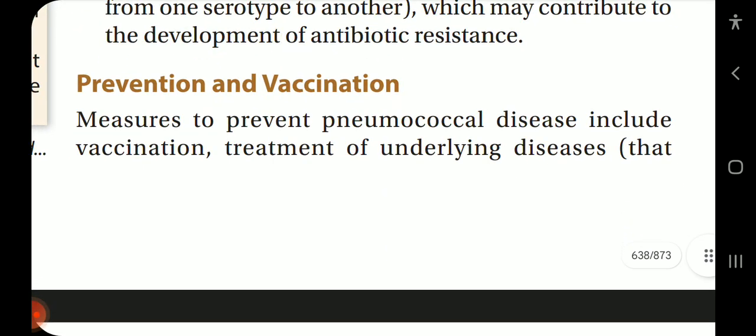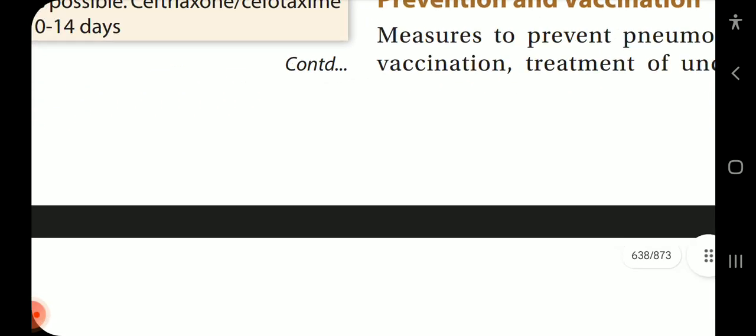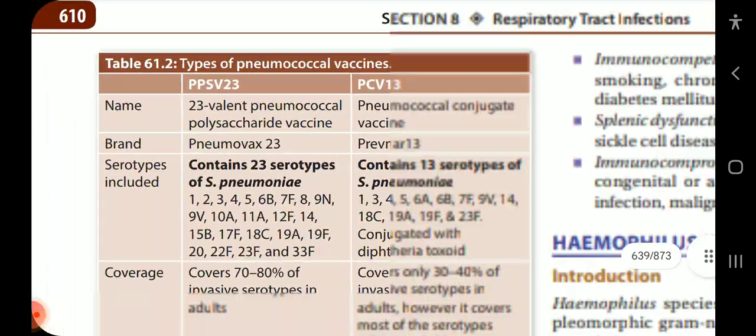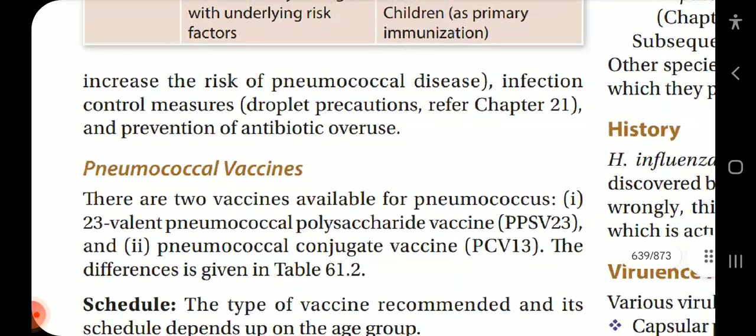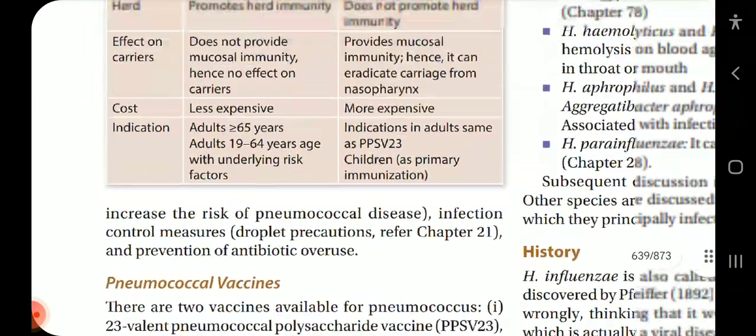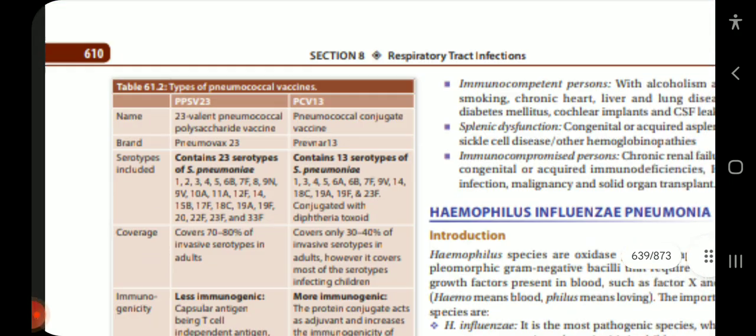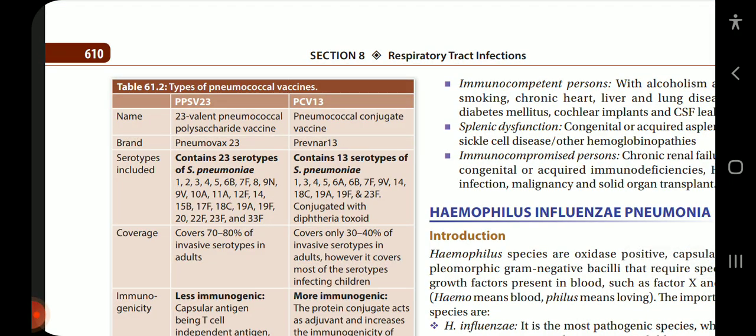resistance. Prevention and vaccination measures to prevent pneumococcal disease include vaccination, treatment of underlying disease that increases the risk of pneumococcal disease, infection control measures, droplet precautions, and prevention of antibiotic overuse. In this figure, we can see the types of pneumococcal vaccine. Mainly, they are PPSV23 and PCV13.